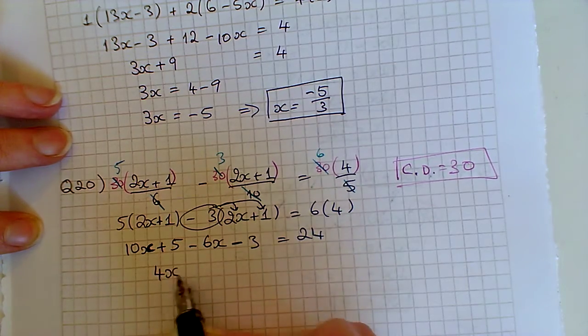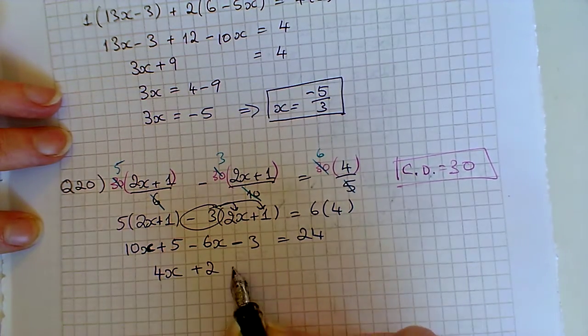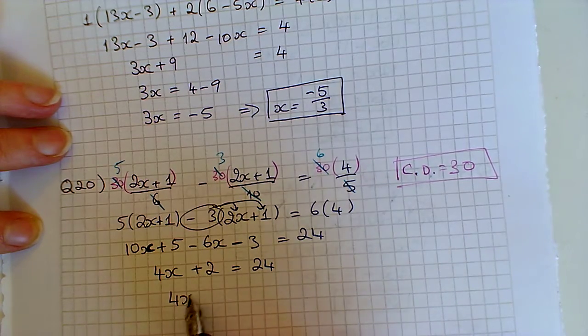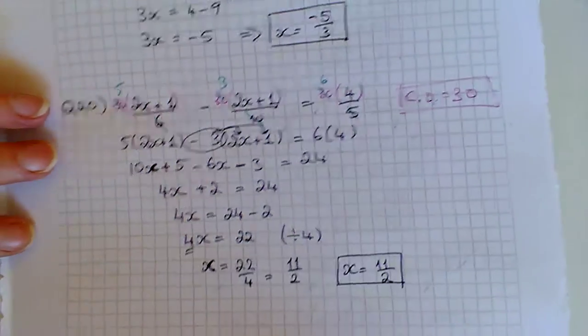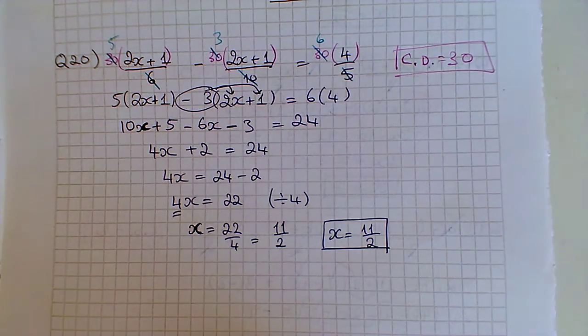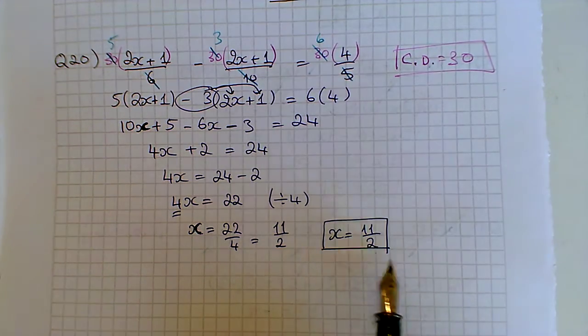Simplify. 10 take 6 is 4x. 5 take 3 is 2 equal to 24. So 4x is equal to 24 minus 2. 4x is equal to 22. And we divide across by 4. So x is 22 divided by 4, which we'd simplify to 11 over 2. Or you can write it as 6.5 if you prefer. I usually just leave my answer as a fraction like that. Sorry, it went off the screen. So x is 11 over 2 or 6.5.